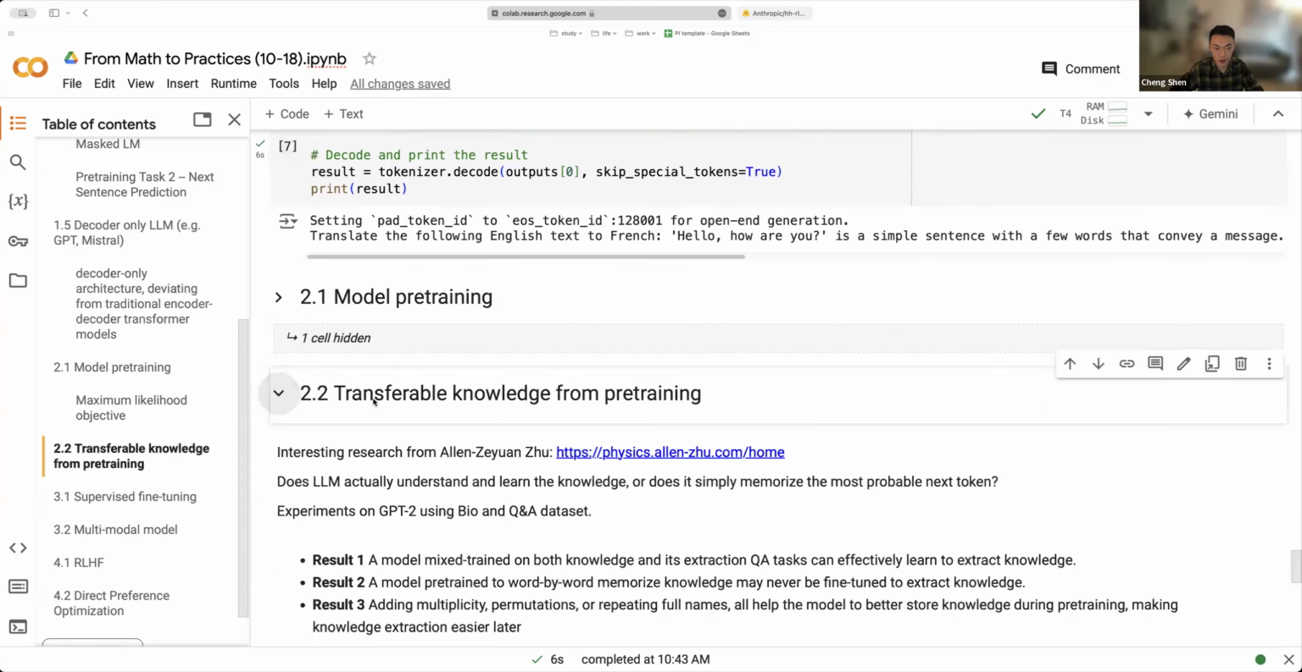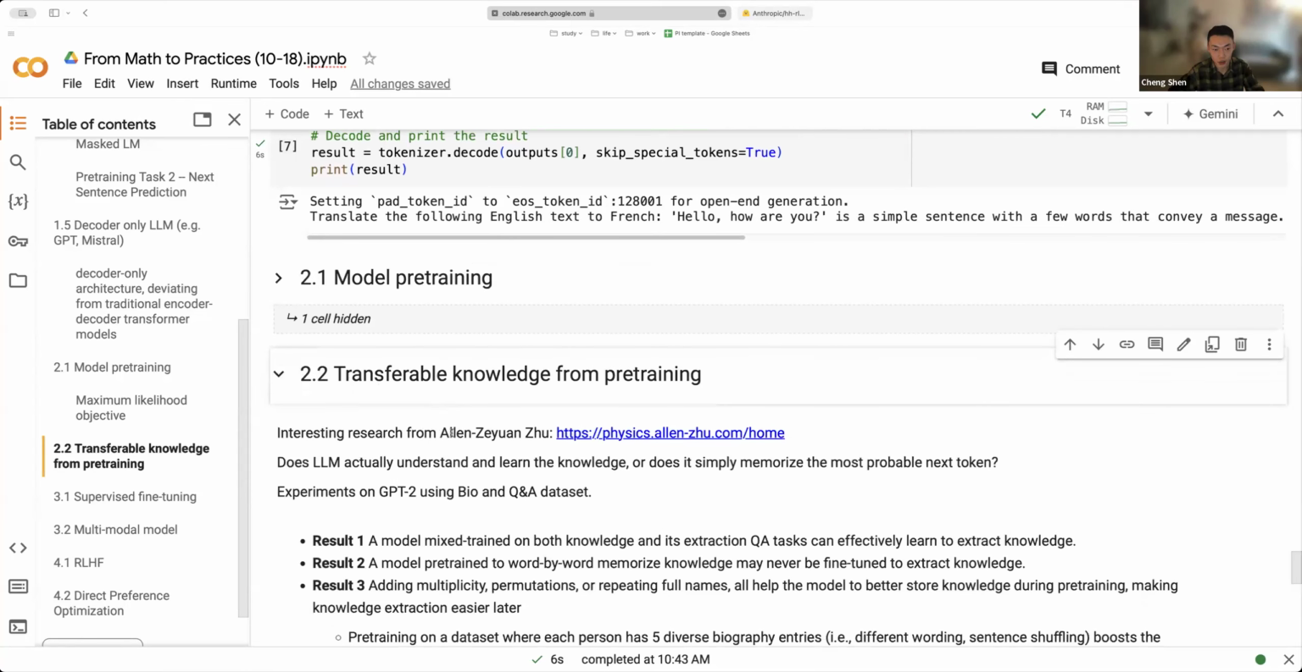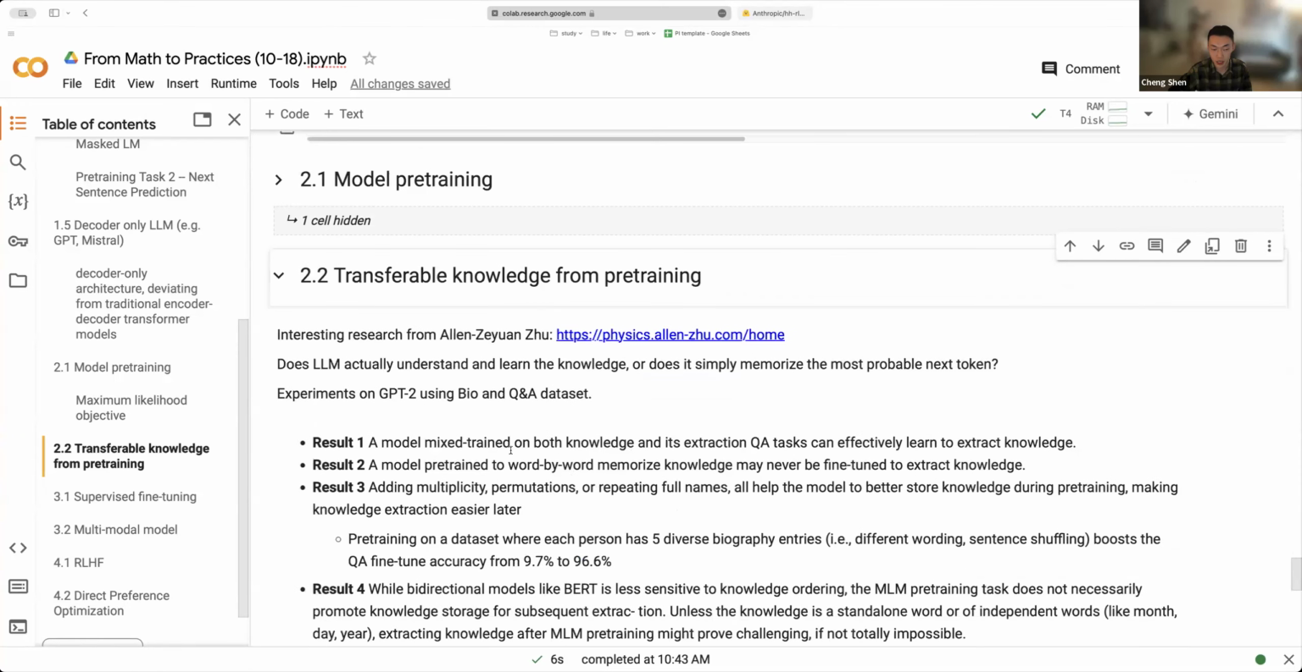One interesting thing about the knowledge from pre-training, there are some interesting research results from Alan Zhu. He's a researcher at Meta, and I do find it very fun. It's called Physics of Large Language Models. I shared some of the results he found about the question whether the large language model really learned the knowledge, or does it just memorize the most possible next tokens given the previous tokens? Does it actually have the concept of abstract knowledge?